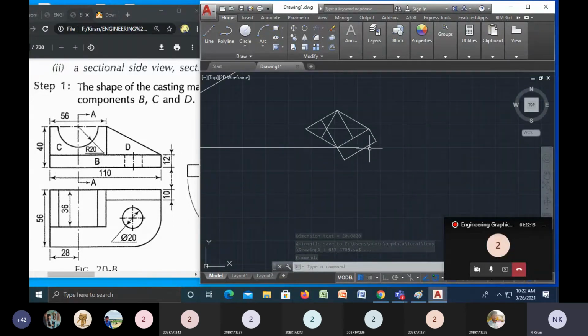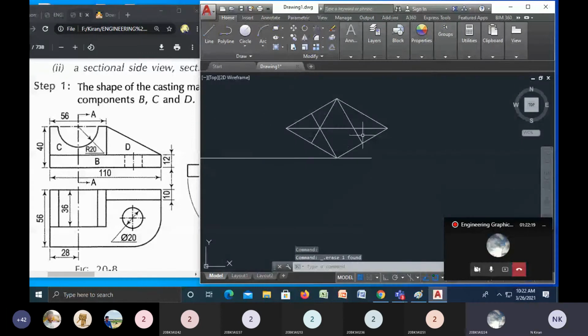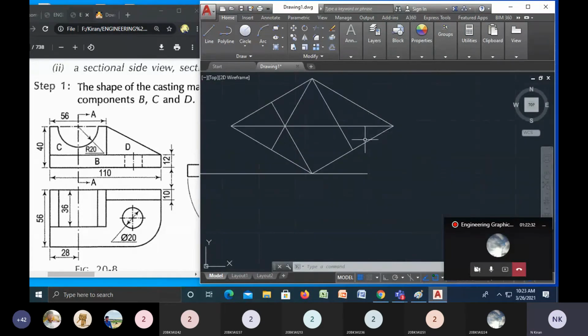The green color midpoints are not showing. To show all of them, type OSNAP, DS draft settings, enter. In that you select object snap, and in that you have to select all. Right. Now C enter, from this point I will join this one.